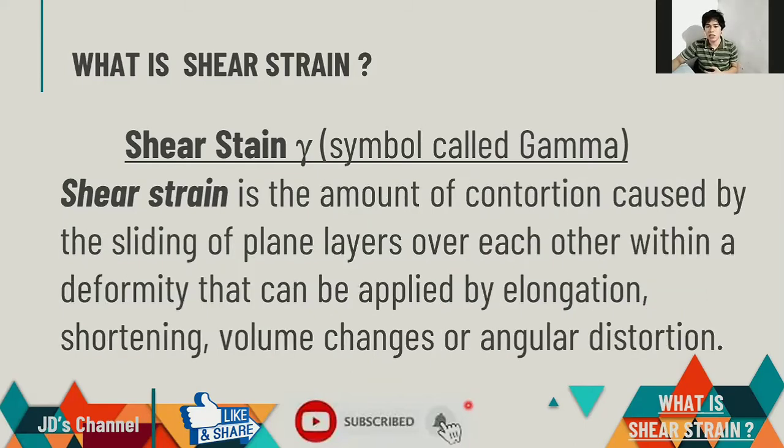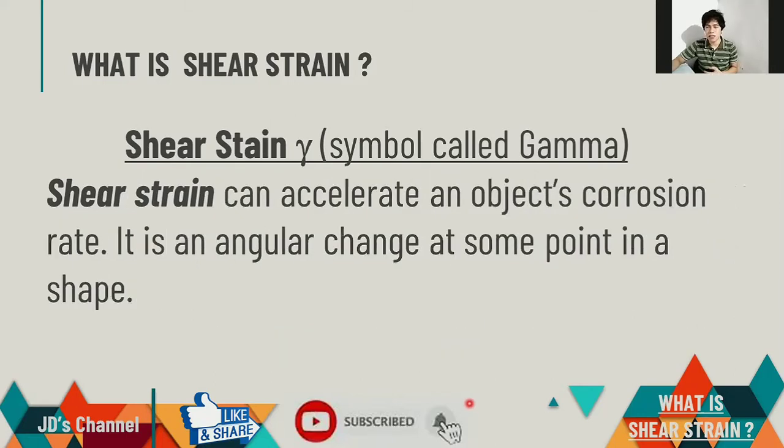And also, shear strain is the amount of contortion caused by sliding of planes or plane layers over each other within deformity that can be applied by elongation, shortening, volume changes, or angular distortion. Shear strain can accelerate an object's corrosion rate. Ayan. It is an angular change at some point in a shape. So, yun yung mga definition natin class ng shear strain.